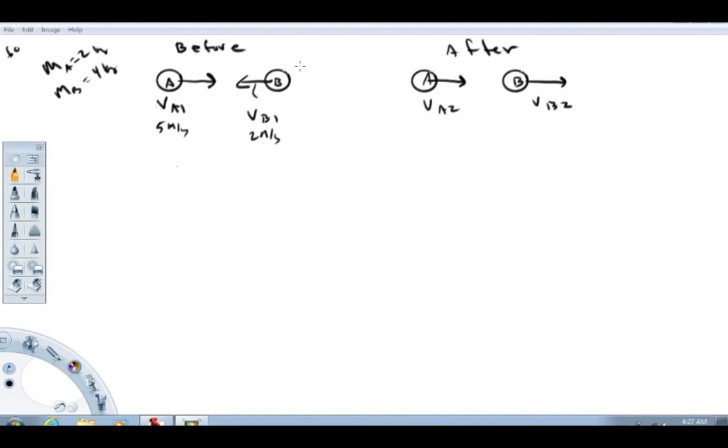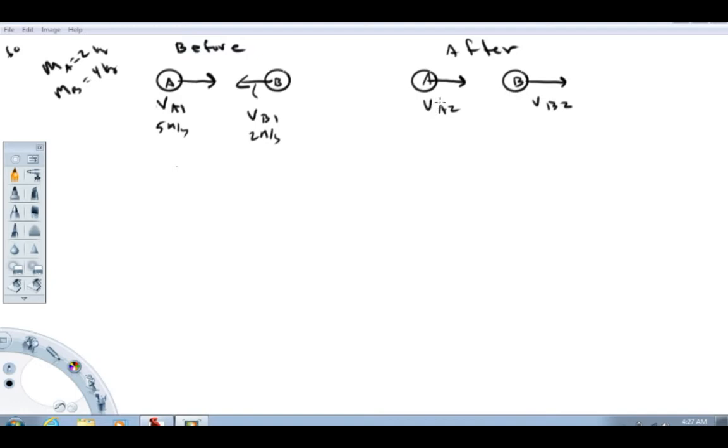So, the picture on the left is what the system looks like before the impact. This object here is moving to the right at 5 meters per second. Object B is moving left at 2 meters per second. They impact in a head-on collision here. After the impact, both objects, I would presume, would be moving to the right.